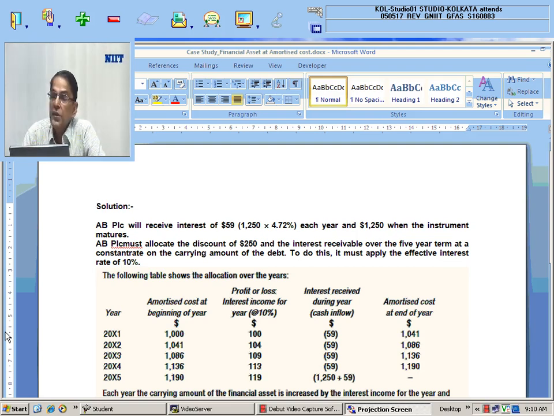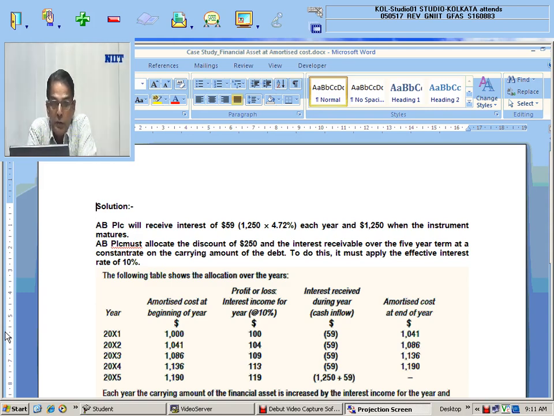Now REV has purchased this debt instrument at a discount of $250, because the principal amount of the debt instrument is 1,250 and the fair value paid is 1,000. The discount has to be allocated over this period. So REV must allocate the discount of 250 and the interest receivable over the 5-year term at a constant rate on the carrying amount of the debt. To do this, they must apply the effective interest rate of 10%. So the following table shows the allocation over these years.